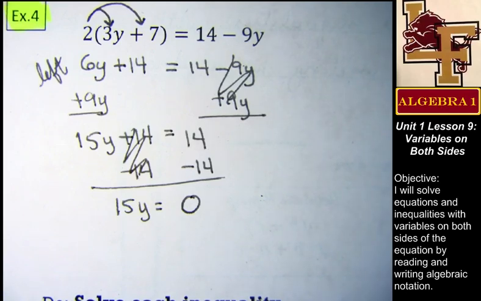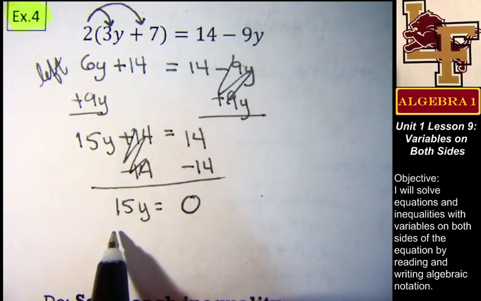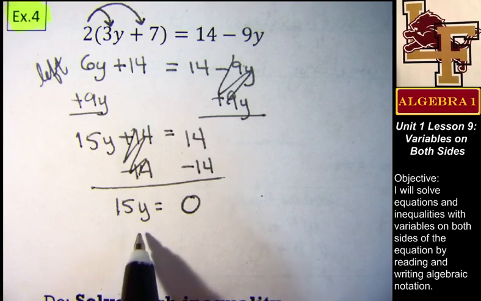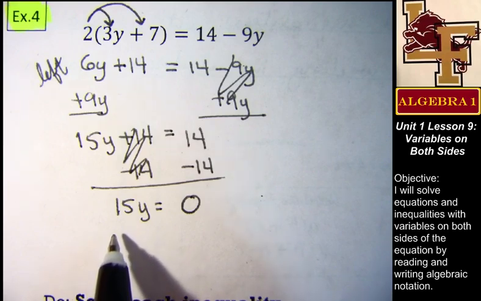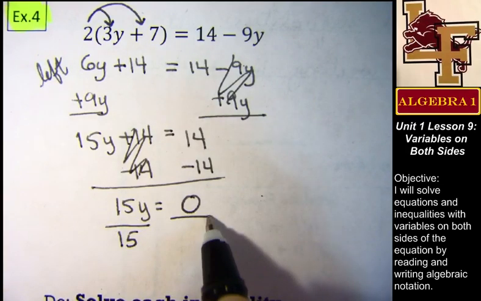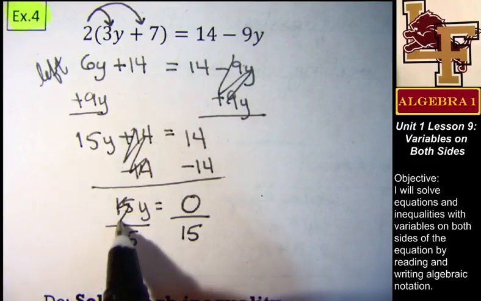All right, now it's time for me to separate the coefficient from the variable, that 15 from the y. How do I do that? Toss it out. Divide. Yeah, now I divide because the coefficient, the 15, is multiplying. 0.